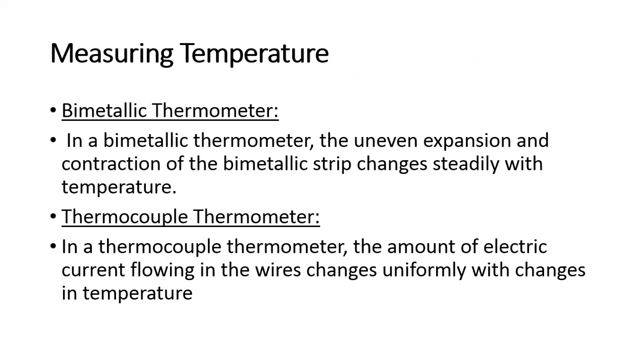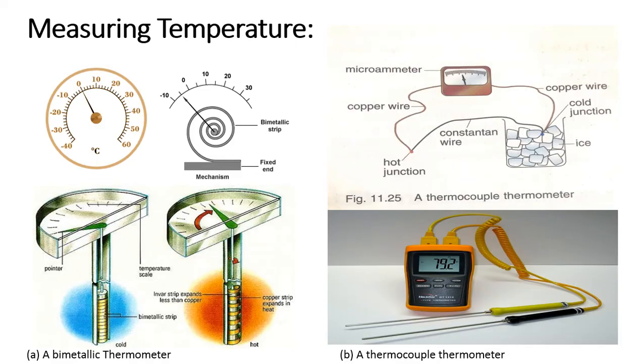In a thermocouple thermometer, the amount of electric current flowing in the wire changes uniformly with changes in temperature. So in this thermometer they are using electric current. With the help of electric current, this thermometer will tell you the temperature. In the bimetallic thermometer, with the help of the bimetallic strip, it will tell you the temperature. Now let's look at this example.